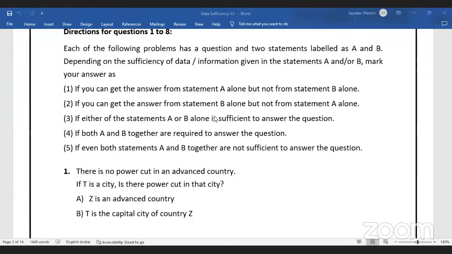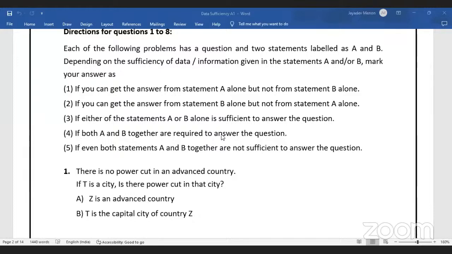Here the question is, there is no power cut in an advanced country. If T is a city, is there power cut in that city? It is given that there is no power cut in an advanced country. Now, statement A, Z is an advanced country, but nothing is mentioned about T there. So by using statement A alone, it is not possible to answer.